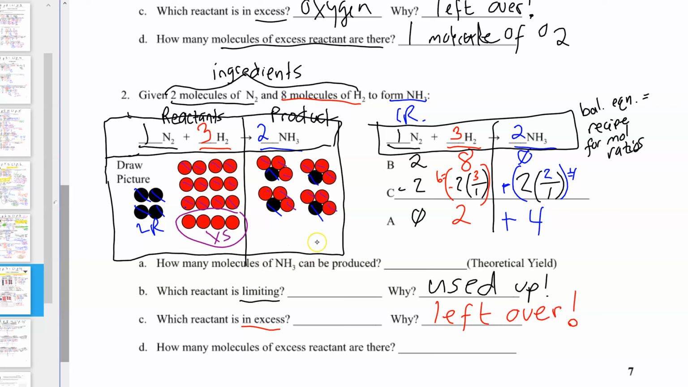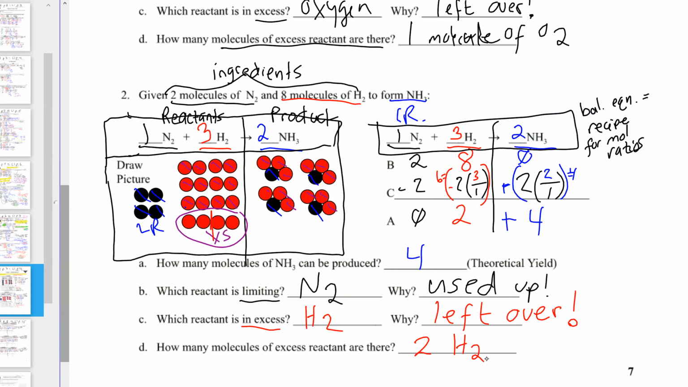So how many molecules of NH3 can be produced? I can make 4 molecules theoretically. What is limiting? That's going to be our N2. Why? Because we used it all up when we made the new products. And what is in excess? It's going to be the H2. If we look, there's 4 atoms, but that's really 2 H2 molecules left over.